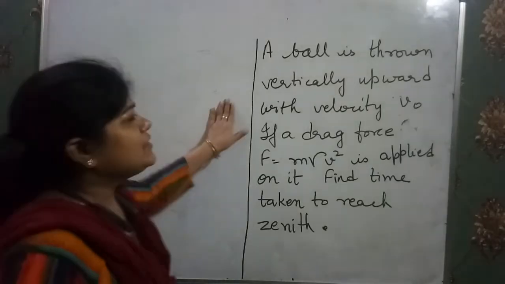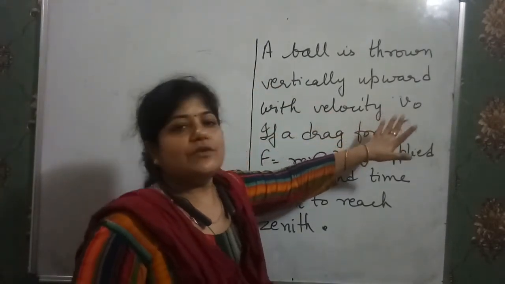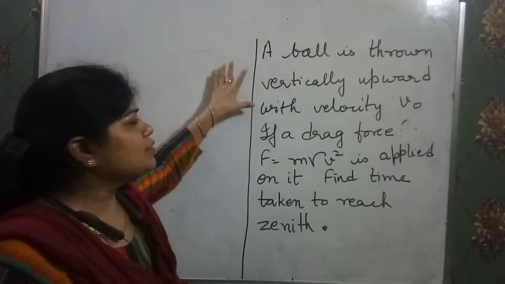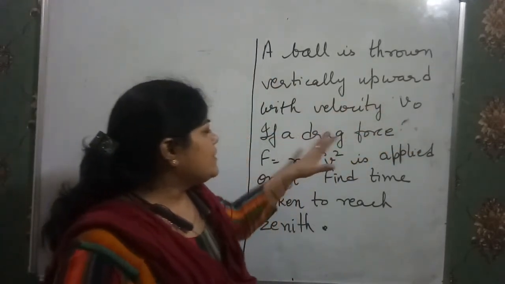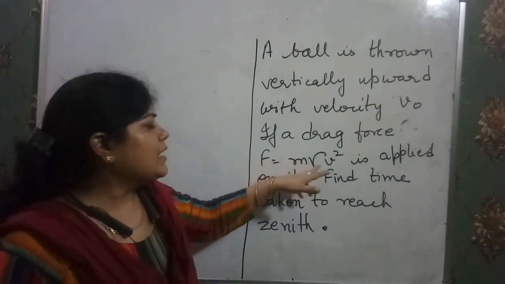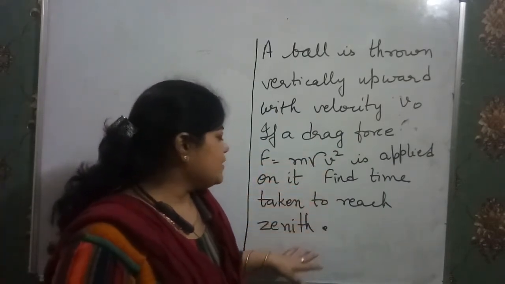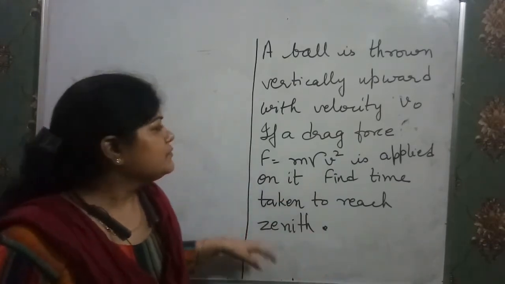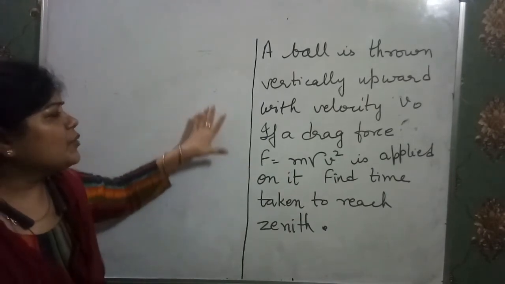Now see the question. A ball is thrown vertically upward with a velocity v0. That means we throw the ball in the upward direction with a velocity v0. If a drag force F equal to m gamma v square is applied on it, find the time taken to reach the zenith.